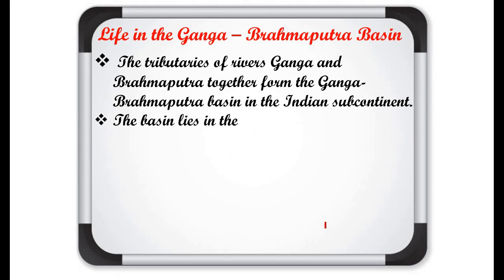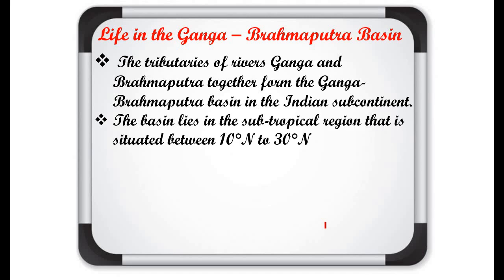The basin lies in the subtropical region, situated between 10 degree north to 30 degree north latitude. Both latitudes are north, so this area completely lies in the northern hemisphere. And what is the extent? It starts from 10 degree north latitude and goes up to 30 degree north. Understood? So the area that lies between these two latitudes is known as the Ganga Brahmaputra basin.